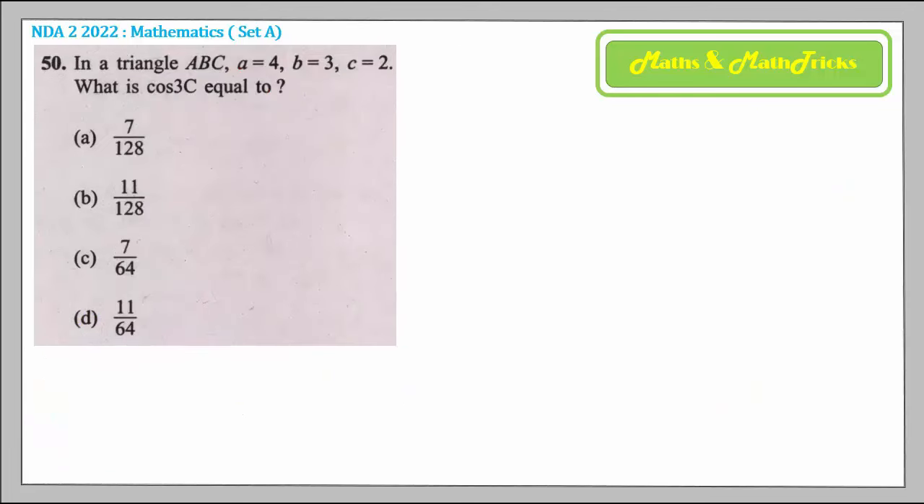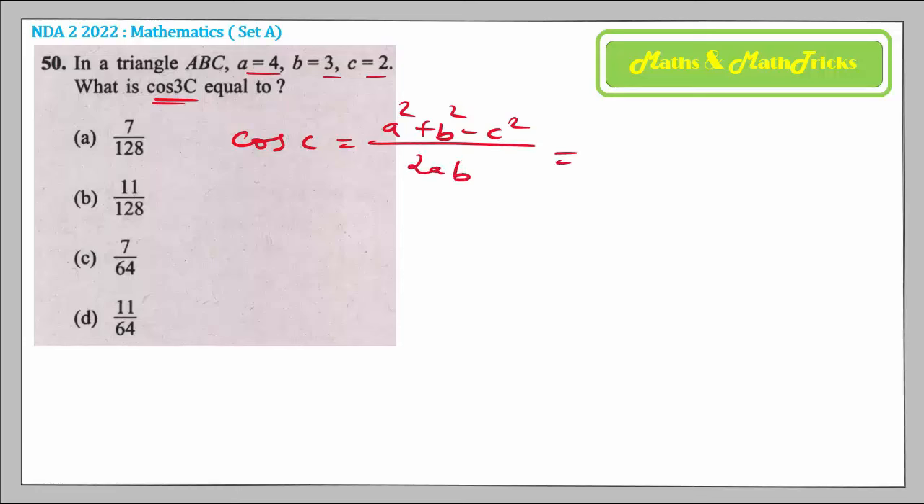Here you know A, B, C, the sides of the triangle, 4, 3, 2 units respectively, to determine cos 3C. Basically when you know sides of a triangle, you can apply the cosine rule. So cos 3C, you need cos C here. Cos C formula, what it is? Remind, a square plus b square minus c square upon 2ab. So when you calculate this cos C, you can use it in the cos 3C formula to get the answer.